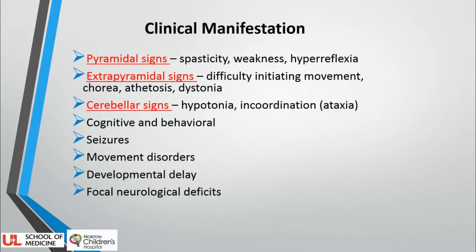This disease presents with pyramidal signs such as spasticity, weakness, hyperreflexia, extrapyramidal signs such as difficulty initiating movement, choreoathetosis, dystonia, and cerebellar signs such as hypotonia and ataxia. Besides this, they also present with seizures, cognitive and behavioral issues, movement disorders, developmental delay, and focal neurological deficits.